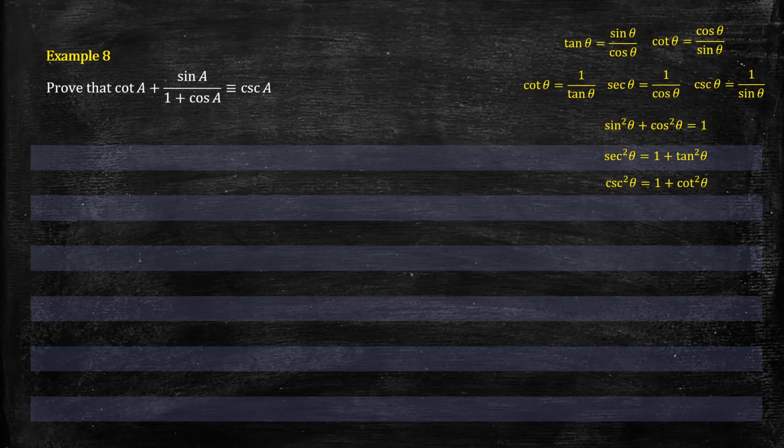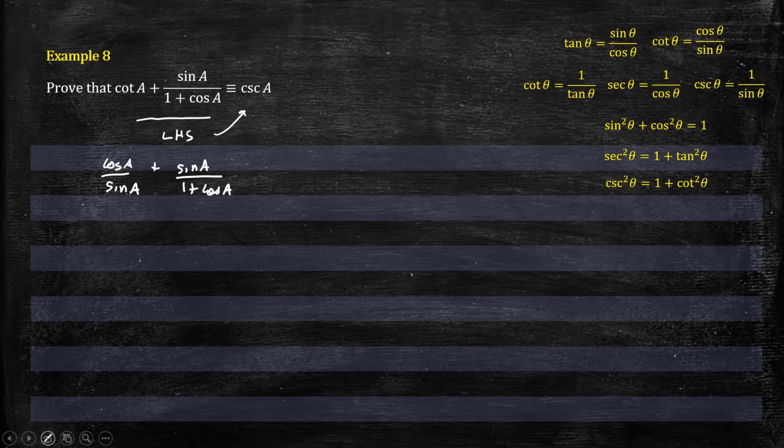In example A, we want to prove that cot A plus sine A on 1 plus cos A is equivalent to cosec A. So we'll work with the more difficult side, which is the left-hand side, and we'll attempt to turn that into the right-hand side. So it looks like we're going to have to combine a fraction here. Let's change cot A to be cos A on sine A plus sine A on 1 plus cos A.